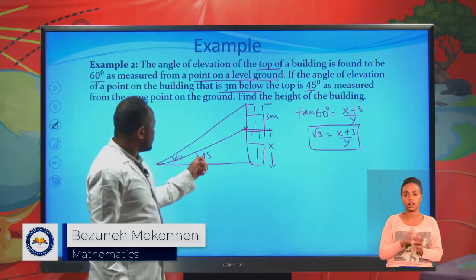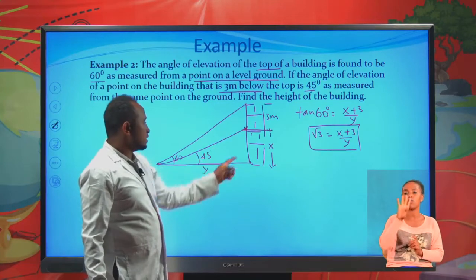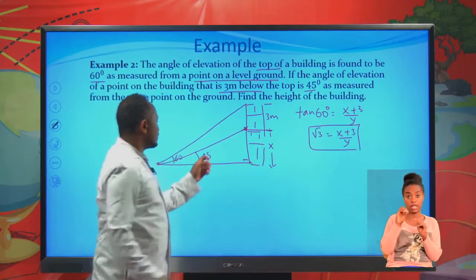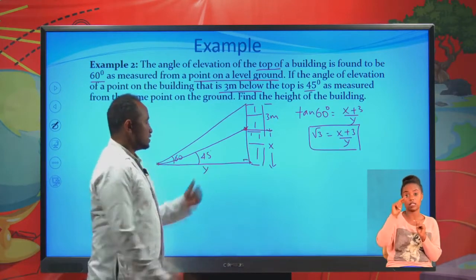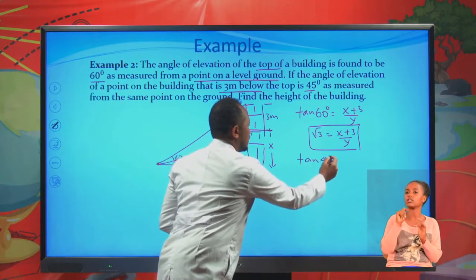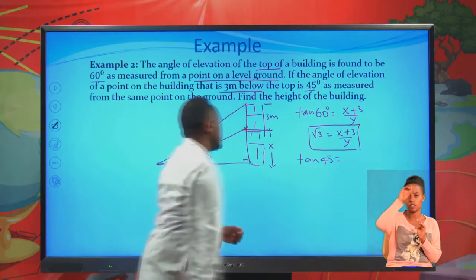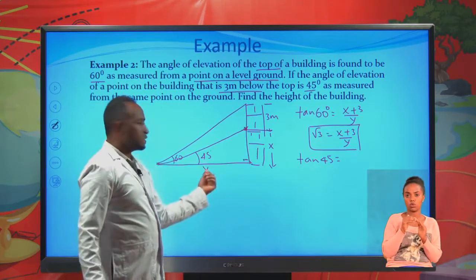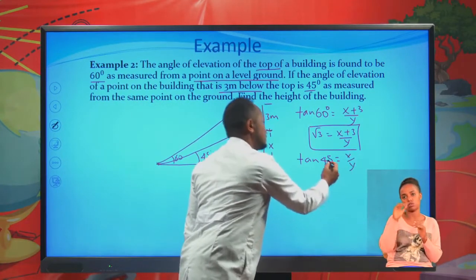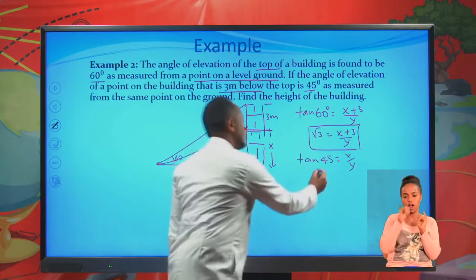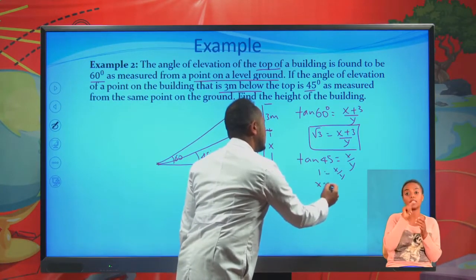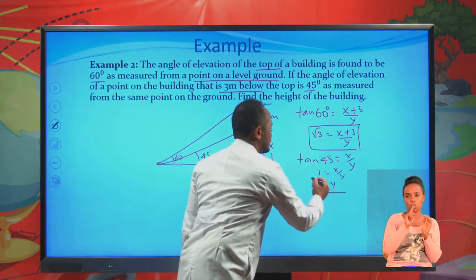And tan 45 degree, using the smaller right angle triangle, tan 45 degree is opposite over adjacent. Opposite is x, adjacent is y. So it is x over y. Since tan 45 is 1, 1 equals x over y. This shows that x and y are equal. So we have this second equation.